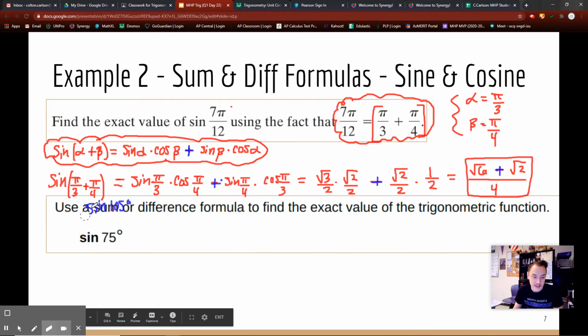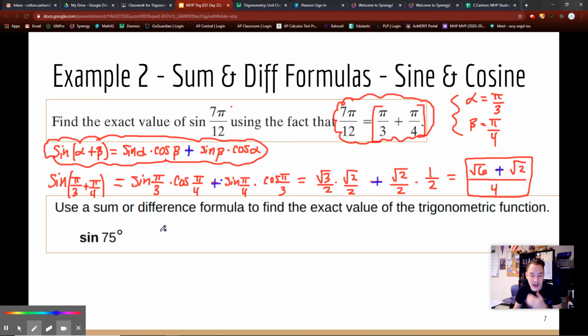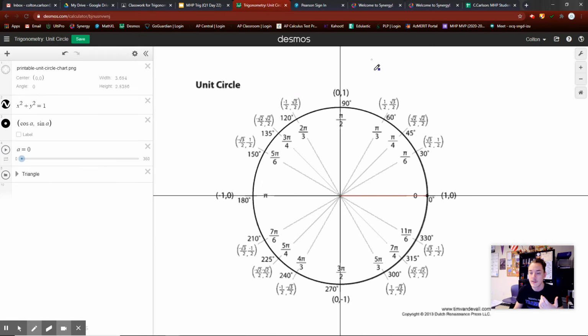So let me erase this so I at least see it. Okay, sine of 75. Now notice how they don't actually tell you what to use. So you could use whatever you want. So think about how can I get 75 degrees with special angles I already know? It should be very simple, I think. Well, you have 45 degrees on the unit circle, and you also have 30 degrees on the unit circle. Okay, you can't do sine of 60 degrees and 15 because you don't have 15 on the unit circle.